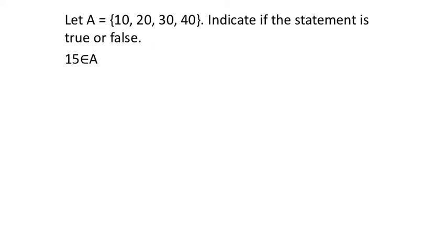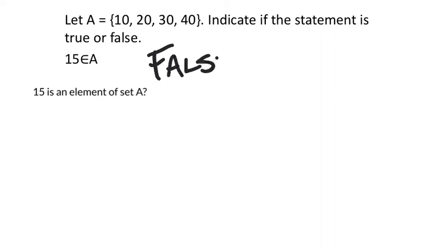So here we go. Let A be these, set A, that would read, set A equals these four numbers, 10, 20, 30, and 40. Indicate if the statement is true or false. 15 is an element of set A. Is it an element of set A? False. Well, you look at this, I don't see any 15, so I'd say that's false right there.